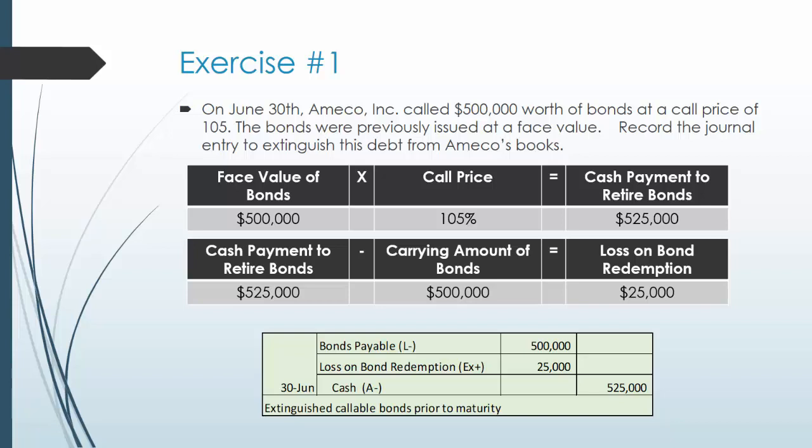So in this example, these bonds were issued at face value. If you had an example where there was a premium or a discount on bonds payable on your books, you would also have to take that off the books when you are extinguishing your debt prior to maturity, and make sure that you're using the correct carrying amount of bonds when you're calculating your loss. It's not just the face value, it is the face value plus any premium or minus any discount if those things exist.